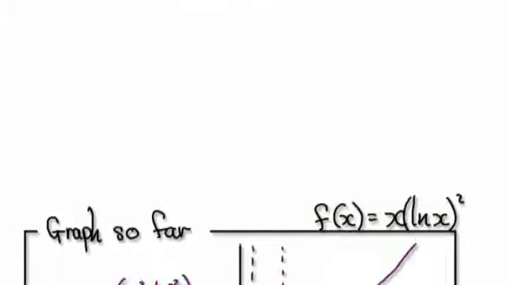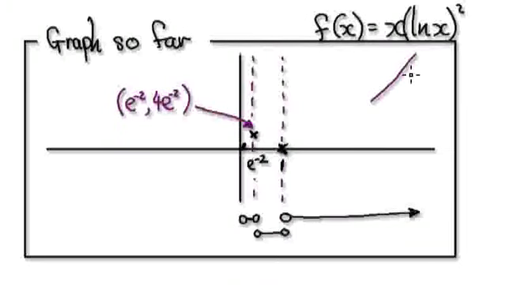So following on from the previous video, we got to a stage where we can sketch the graph. Roughly, we can guess it to be something like this. We know the gradient here will be zero. We know the gradient here to be zero. We know it crosses here. We know it crosses here. So we can guess this.